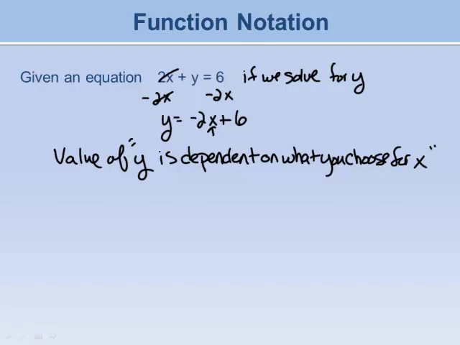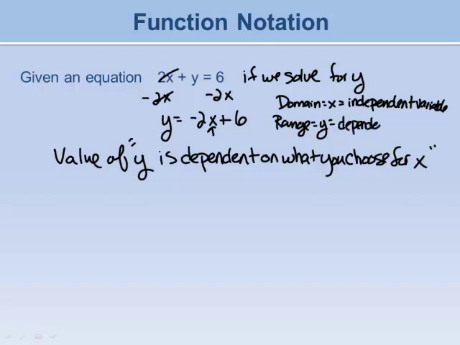And that's why when we talk about domain and range, your domain values, which in this class are always your x values, are also referred to as your independent variables, because you're picking anything you want for x, and then you're solving for y, or your range values. So range values are also referred to as your dependent variable. So the value of y is dependent on what you choose for x.